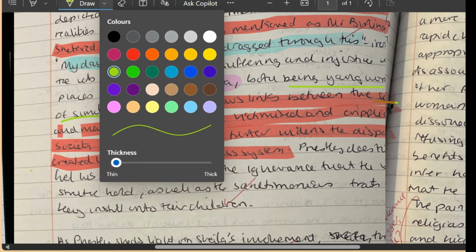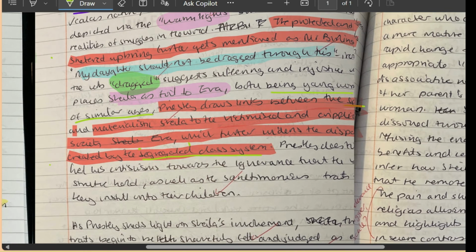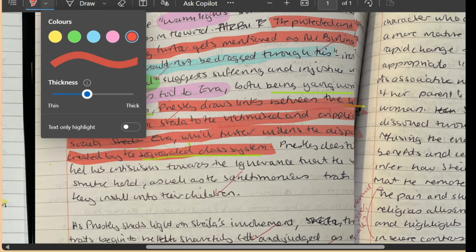What do we notice about this sentence? Well, it links back. The segregated class system, this links back to the introduction. Now, I know it said it would be better to use varied vocabulary, but when you're trying to purposefully link back to the introduction, use similar wording, because that was the special line of argument. And then I've got my conclusive sentence. Priestley does this to reveal his criticisms towards the ignorance that the bourgeoisie structure holds, as well as the sanctimonious traits that they instill onto their children. Now, that's an important word there, sanctimonious.